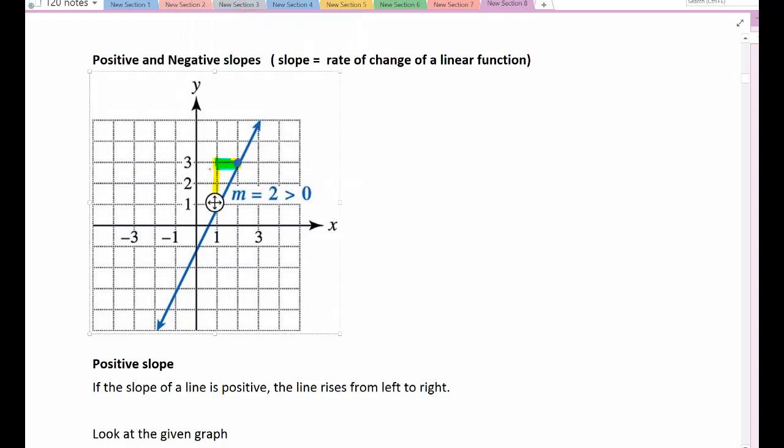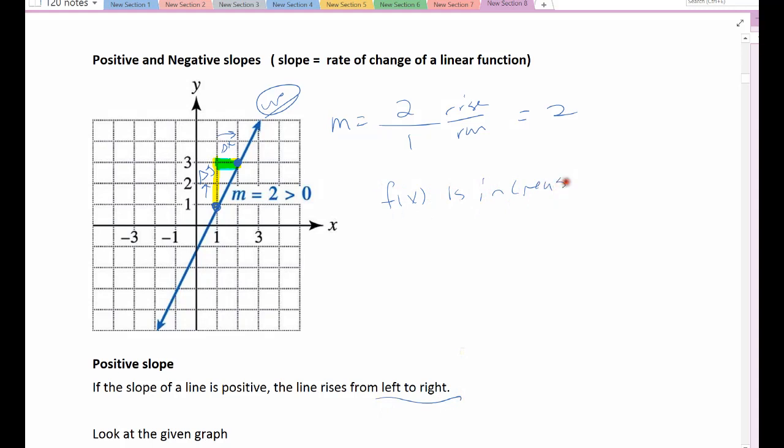Alright, and so this would be the change in y, the rise. This would be the change in x, the run. So the slope, if you're looking at it in terms of rise over run, I'm going up 2, so the change in the rise is 2, and I'm going over 1 to get to that point. And so there's my rise over run, which equals 2 divided by 1, which equals 2. And it's a positive number. I'm moving up, moving left to right, on this given graph. And so that means my function f of x is increasing.